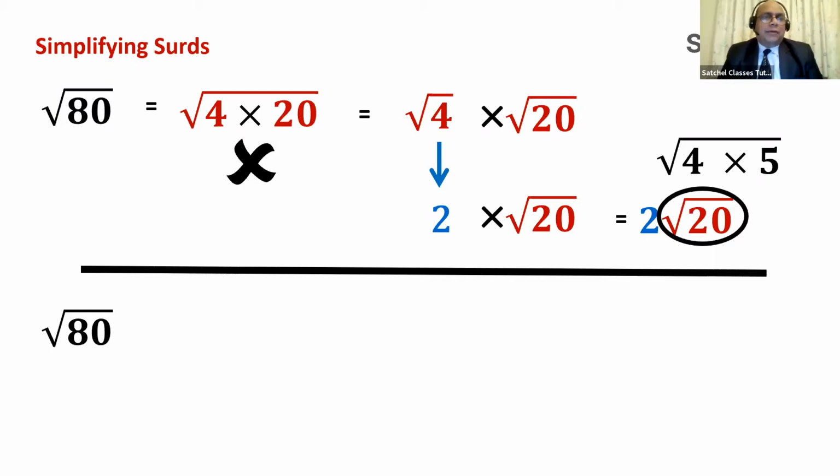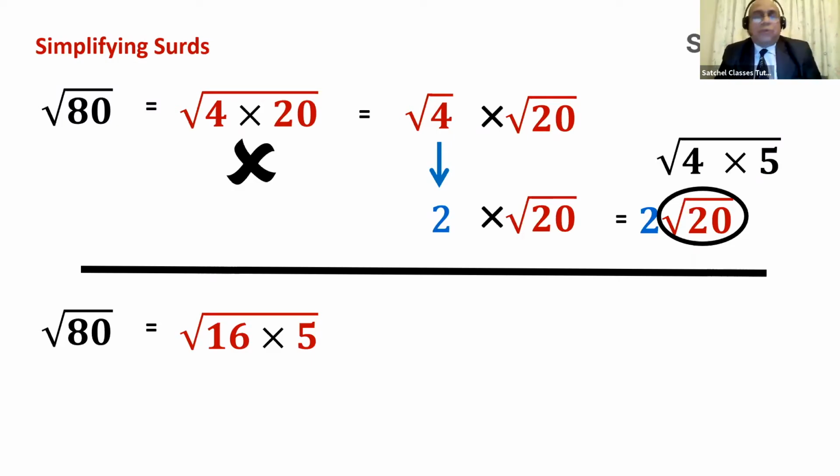Now think of the biggest square number that is a factor of 80. 4 is one square number which is a factor of 80. So we split that as 4 times 20 earlier, but that's not the biggest square number which is a factor of 80. The biggest square number which is a factor of 80 is 16. So the best way to split 80 is 16 times 5.